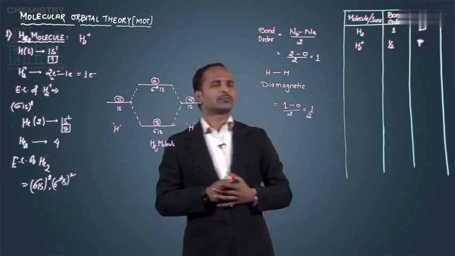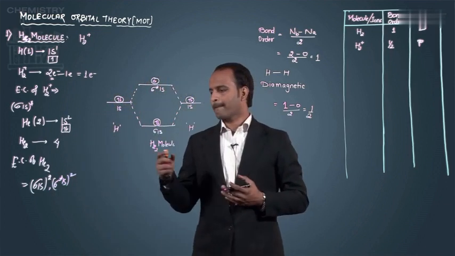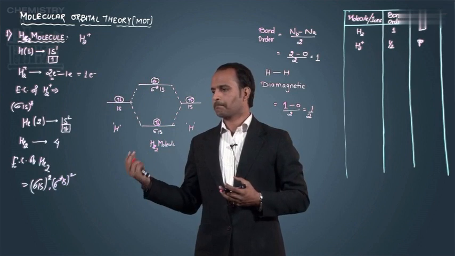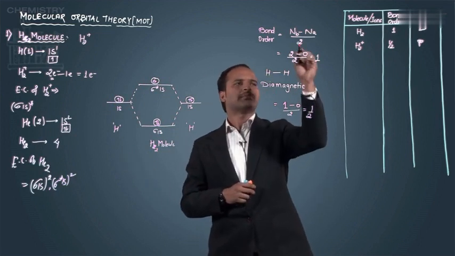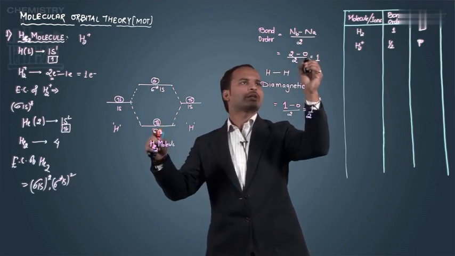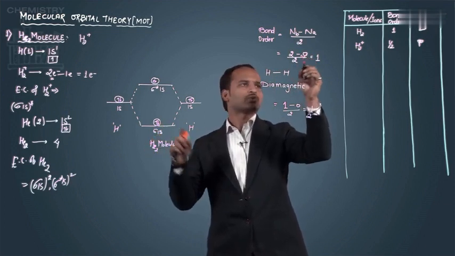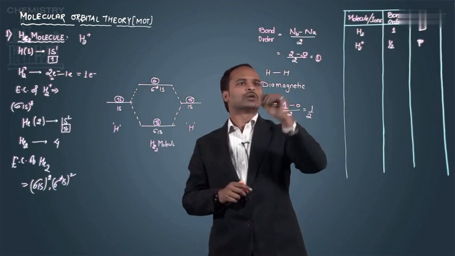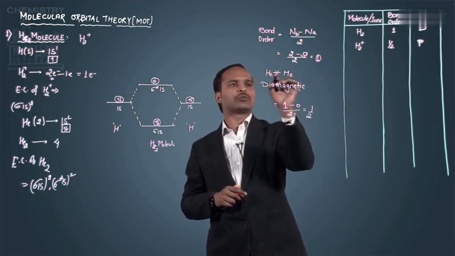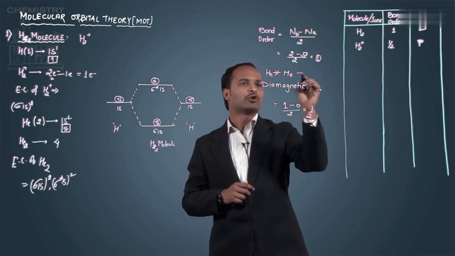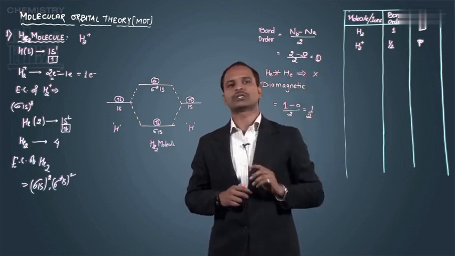Now let us calculate the bond order and whether it is diamagnetic or paramagnetic. Bond order is (Nb minus Na) over 2. The number of bonding orbitals is 2, anti-bonding is also 2, so 2 minus 2 is 0 upon 2, which is 0. So if it is a He2 molecule, there is a 0 bond order, meaning no bond. And if there is no bond, that means such a molecule does not exist.